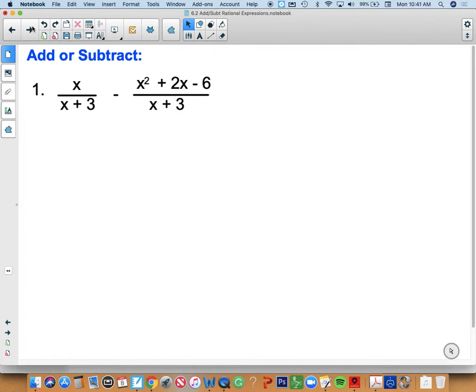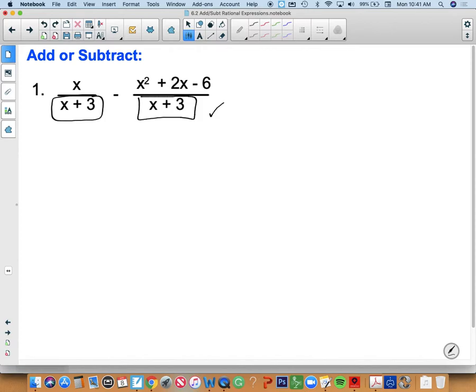So we are subtracting here. We got a subtraction sign in the middle, right? So that little guy right there, that means subtraction. So first we got to look at the denominator, the bottom. Do we have the same thing in the bottom? We do. We're good to go.